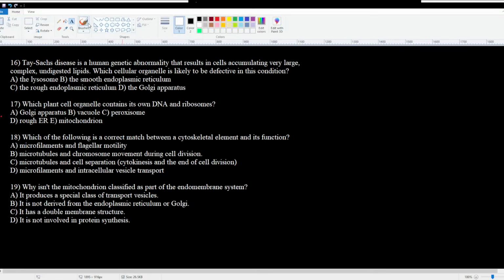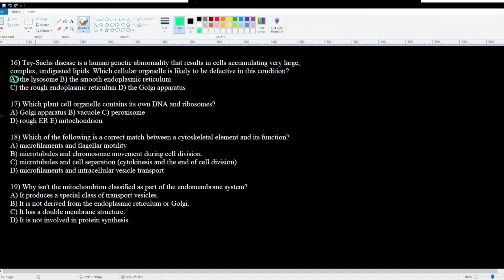Okay, so number 16. Tay-Sachs disease is a genetic abnormality that results in cells accumulating large, complex, undigested lipids. Which cellular organelle is likely to be defective in this condition? So once again, lysosome is our recycling center. If we're not properly getting rid of all the waste material in the cell, then it's going to accumulate. And what breaks down the garbage of the cell? Lysosome. So it's going to be A as the answer.